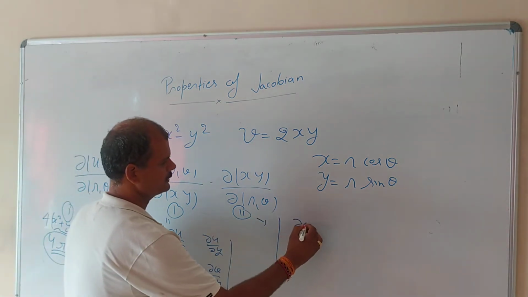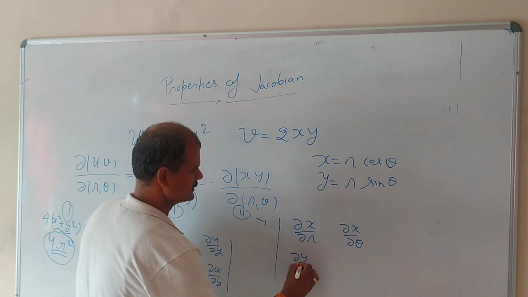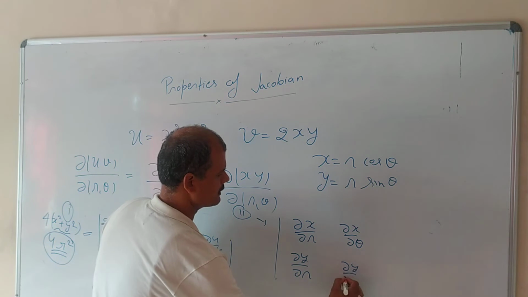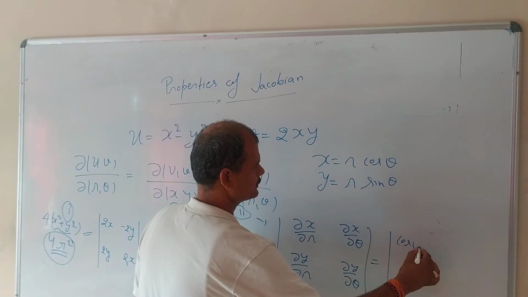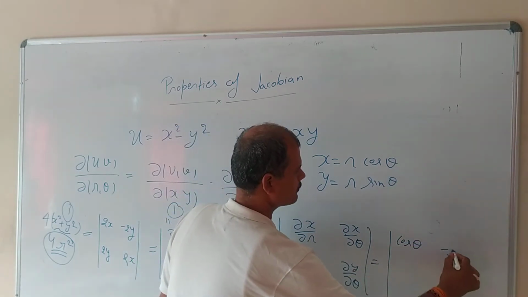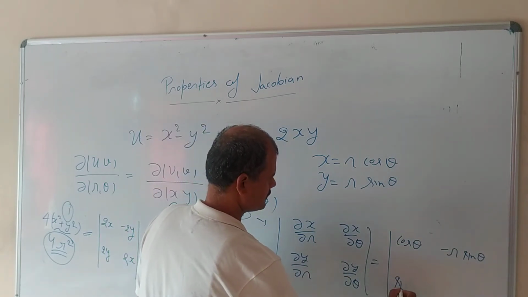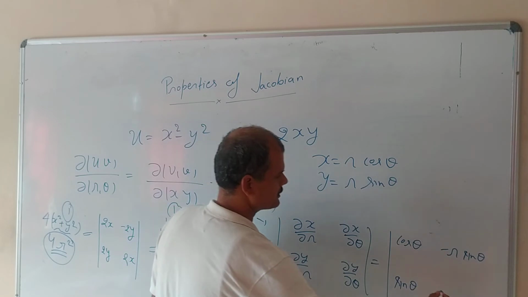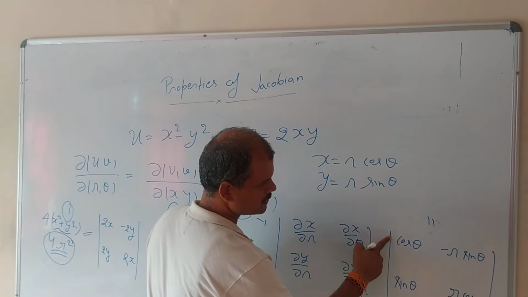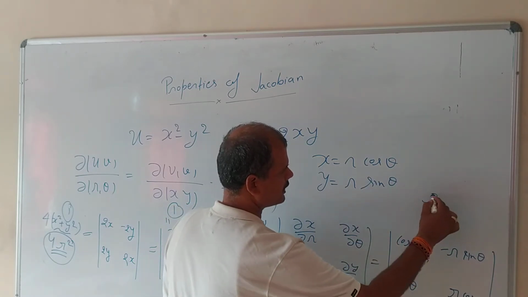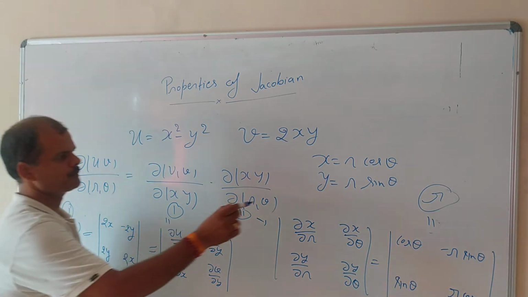The second one is del x by del r, del x by del theta, del y by del r, del y by del theta. So this will be cos theta, and del x by del theta will be minus r sin theta, del y by del r means sin theta, del y by del theta means r cos theta. If you simplify, what do we get? r cos square theta plus r sin square theta, we get r. So the first Jacobian is 4r square and the second Jacobian is r.